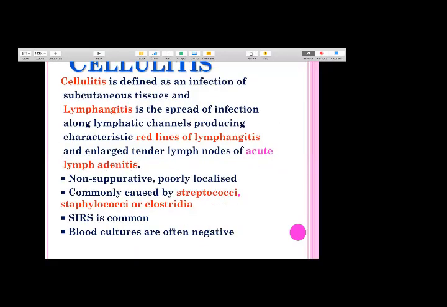Next, cellulitis. Like we just said, antibiotics are indicated when you have cellulitis, okay? It's defined as an infection of the subcutaneous tissues, with lymphangitis, which is spread of the infection along the lymphatic channels, producing characteristic red lines of lymphangitis. I believe we do have a picture for that. So cellulitis is the infection of the subcutaneous tissue, and it can spread to the lymphatic channels, which will further cause lymphangitis. You'll see the red lines of lymphangitis and enlarged tender nodes that they drain to, of the acute lymphangitis. It is non-suppurative and usually poorly localized, commonly caused by streptococcus, staphylococcus, or clostridium. SIRS is common, and blood cultures are often negative.